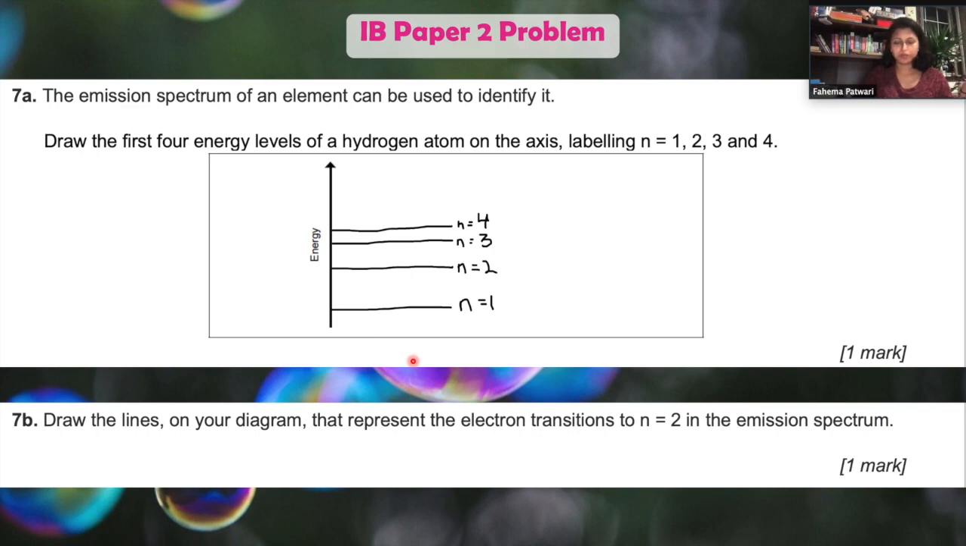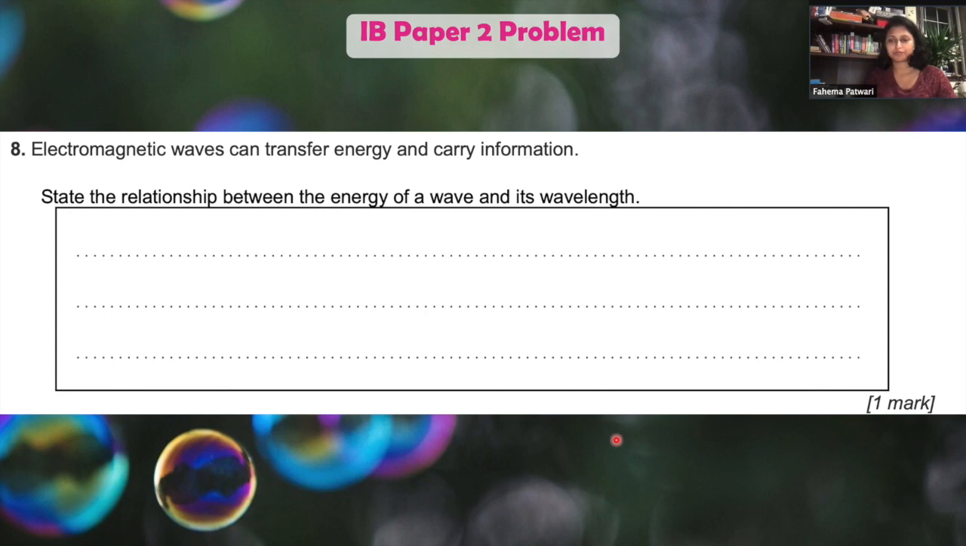That's the whole point. For 7b, it says to draw electron transitions to n equals 2. So that's plural transitions. You need more than one drop. And it's in an emission spectrum, so you know you need arrows coming down because energy is being released. So you can draw an arrow coming down from 4 and an arrow coming down from 3. And that's it for that.